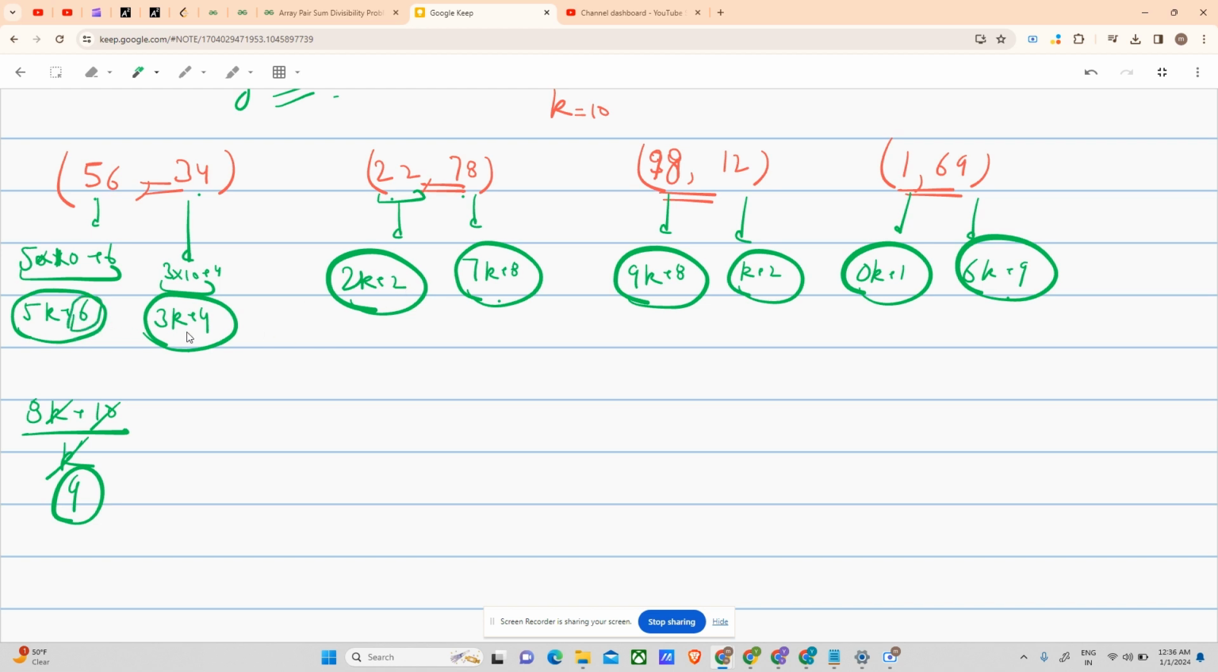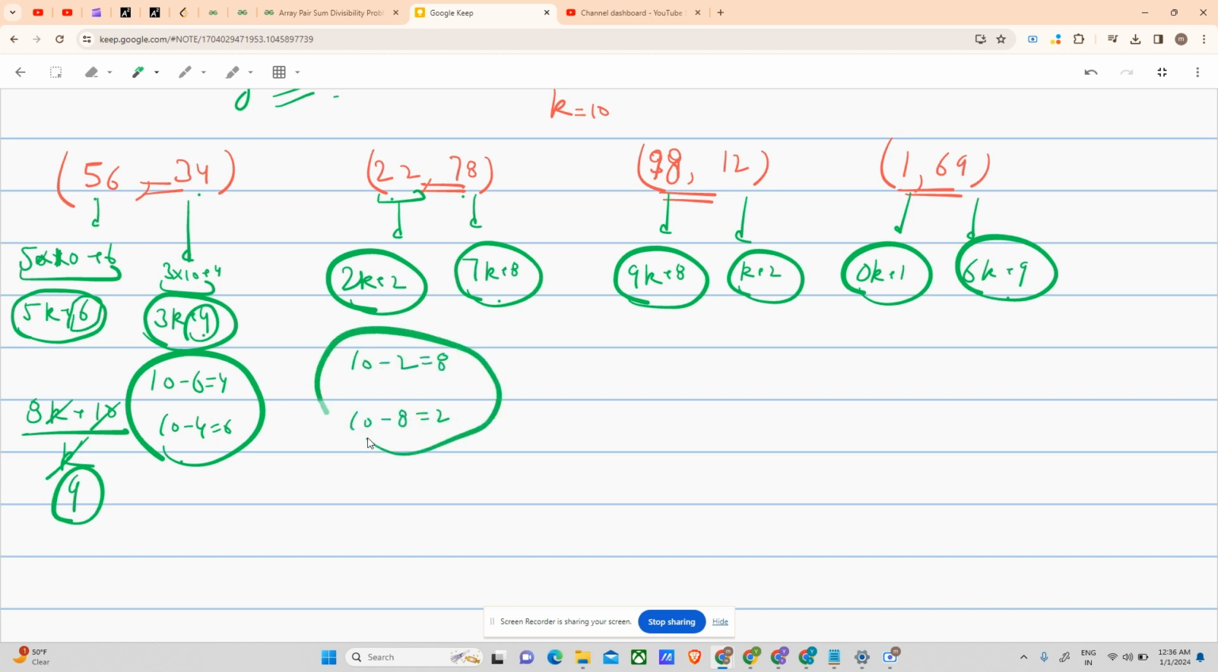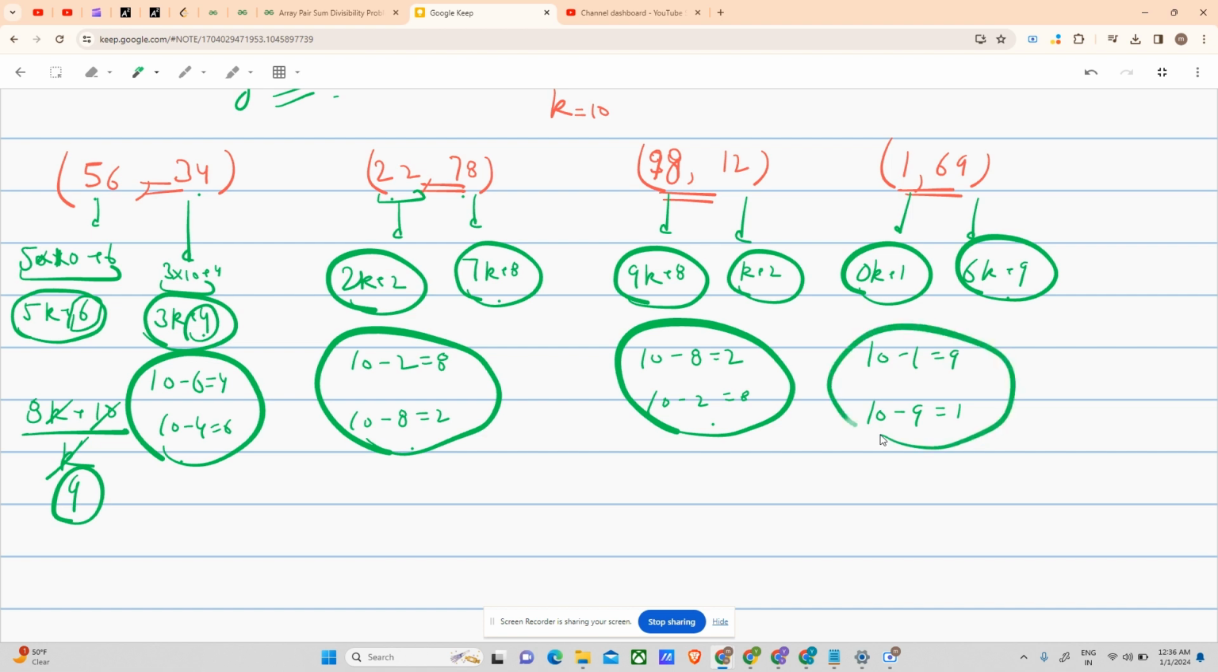If I take this 6 and 4, now 10 minus 6 is equal to 4, 10 minus 4 equals 6. Okay. For these two also it is holding: 10 minus 2 equals 8, 10 minus 8 equals 2. Okay. Now 10 minus 8 equals 2 here, and 10 minus 2 equals 8. Okay. Now 10 minus 1 equals 9 here, and 10 minus 9 equals 1. Okay, correct.